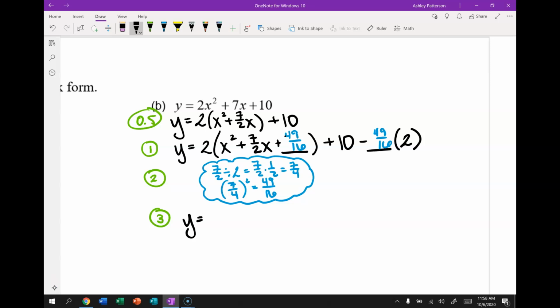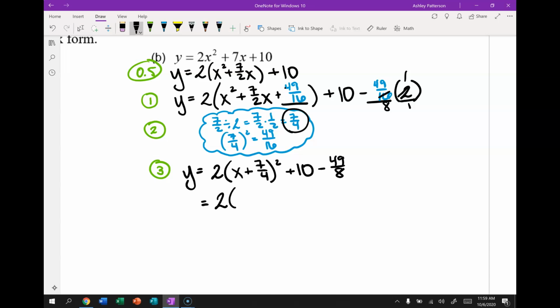So y is equal to 2 times, that's half my middle term, so we get x plus 7/4 squared plus 10 minus, this is 2 times 1, so it's really just 49/8. Keep going because we need to add the fraction, so 2 times x plus 7/4 squared plus 80/8 minus 49/8. And our final step, we're almost there.